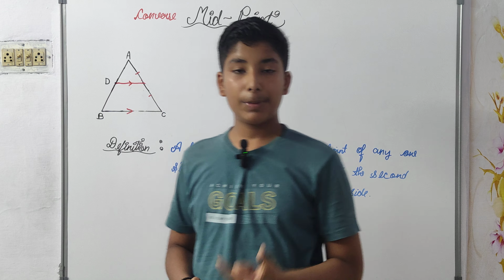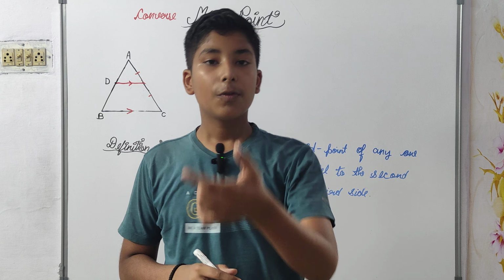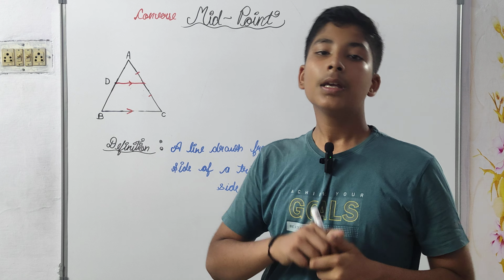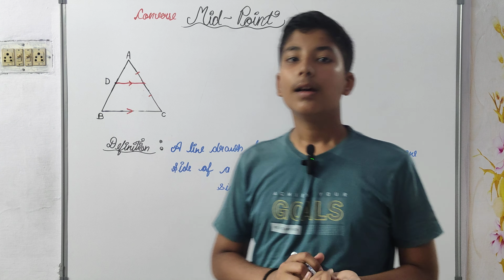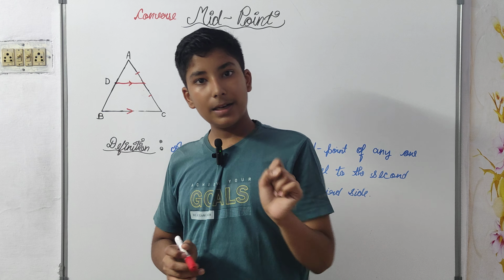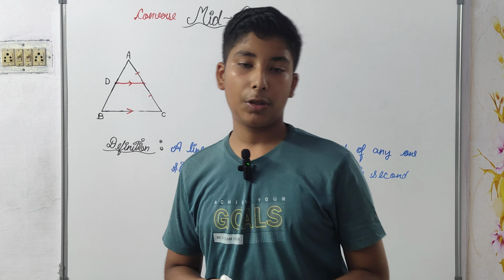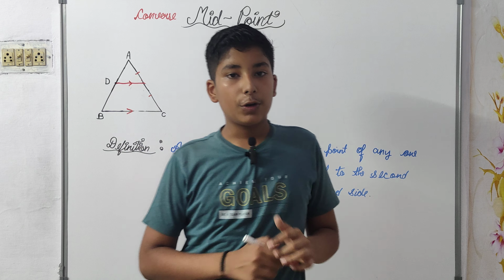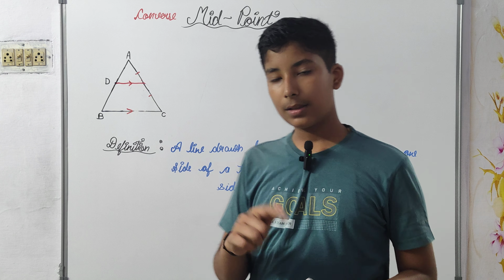And now we'll repeat both of them, the midpoint theorem and the converse of the midpoint theorem. Firstly, the midpoint theorem: a line joining the midpoints of any two sides of a triangle is parallel to the third side and half of it. Now the converse of the midpoint theorem: a line drawn from the midpoint of any one side of a triangle parallel to the second side bisects the third side.